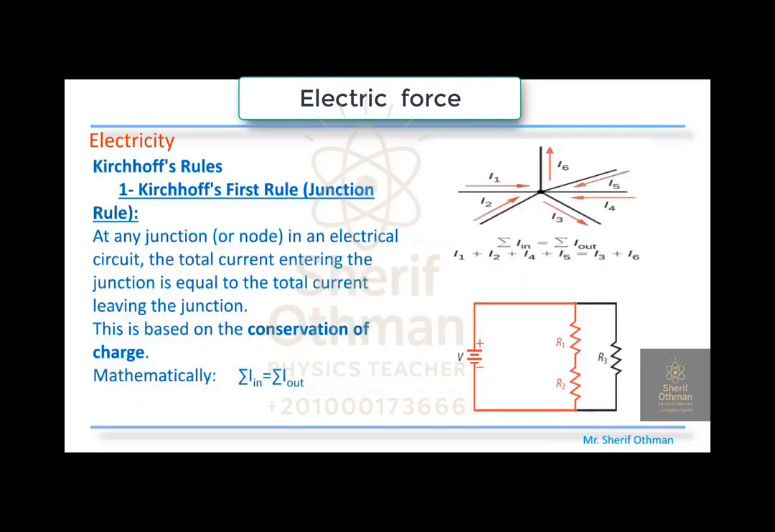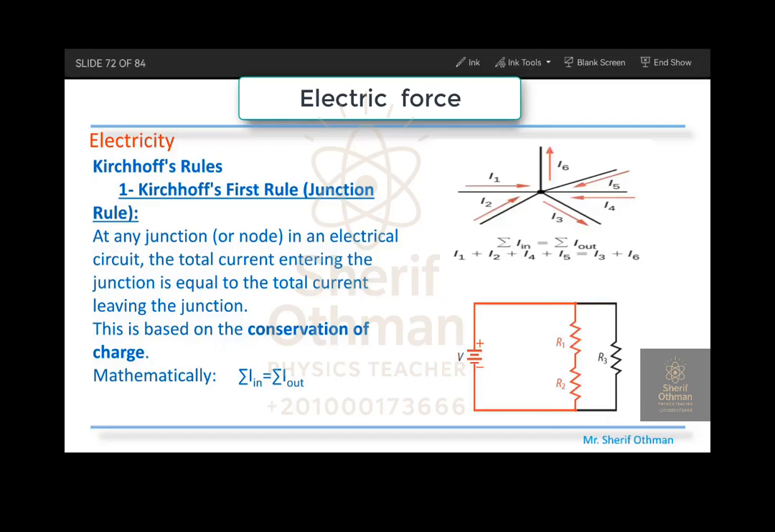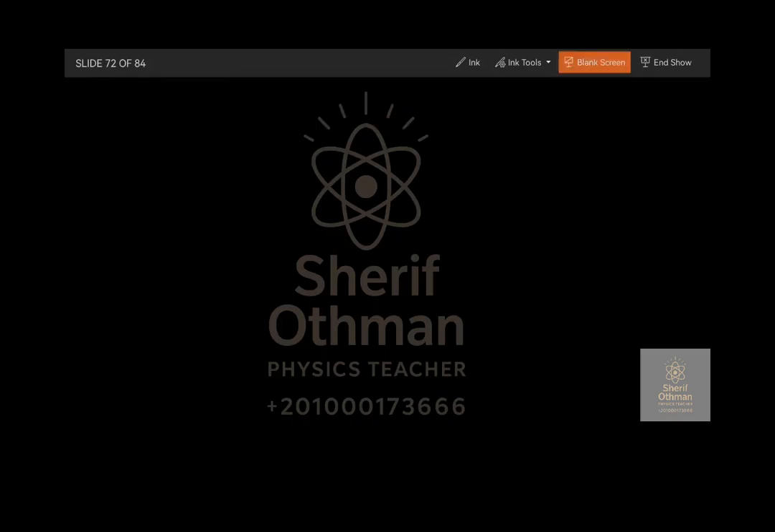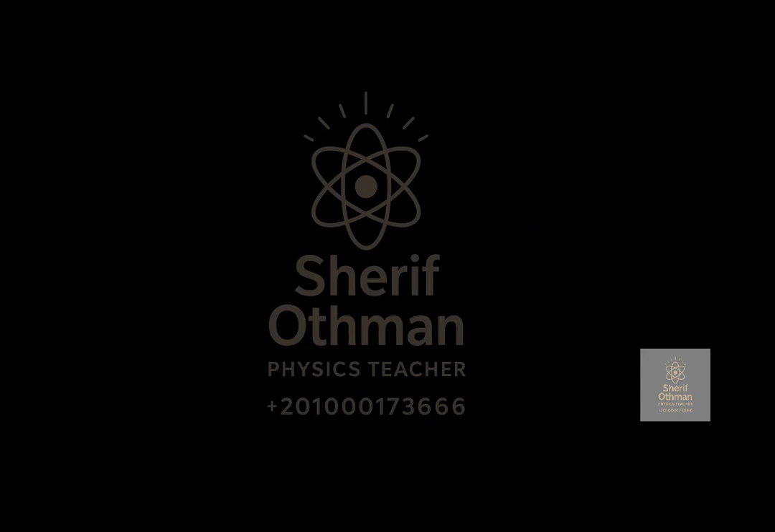Kirchhoff's laws, guys. Kirchhoff's laws are used to find the relation between different branches and different parts of the circuit. The first law of Kirchhoff says that if we have a node or a joint in a circuit, like this part here, I'm going to draw a circuit here.